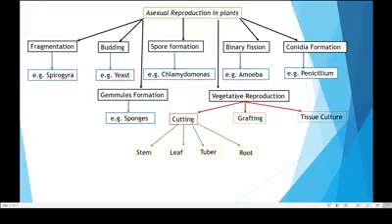In vegetative reproduction, it has three different types. One is cutting, where you can use a stem, leaf, or you can use a tuber and root also, then grafting, and tissue culture. So that was all about asexual reproduction.